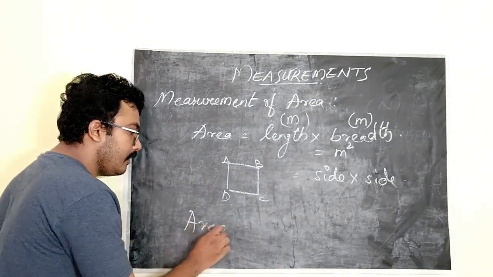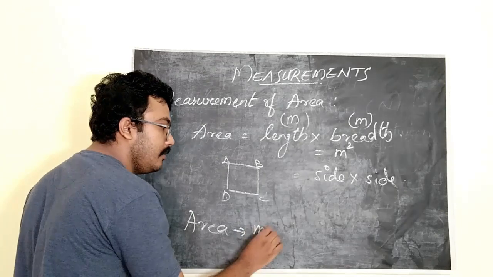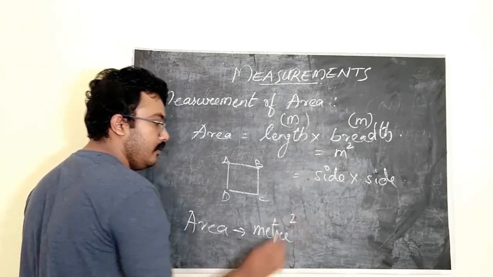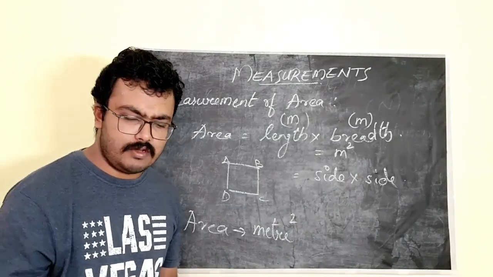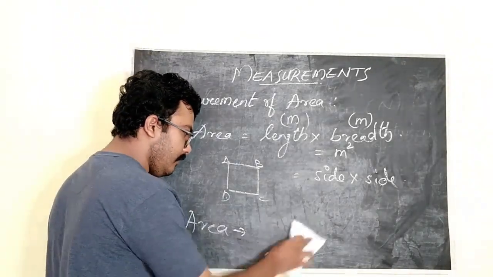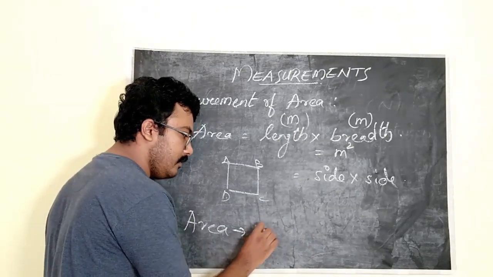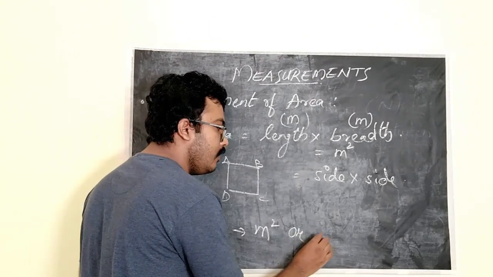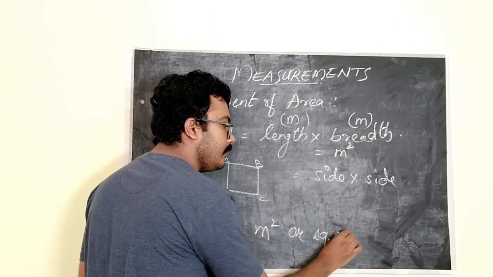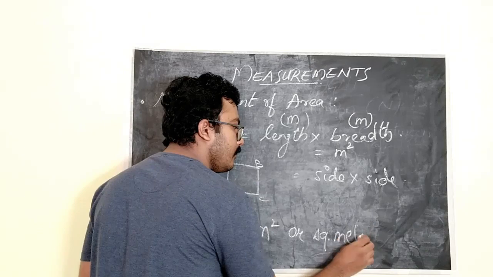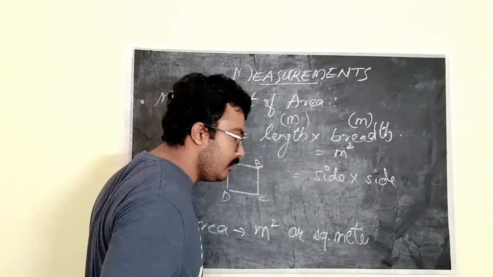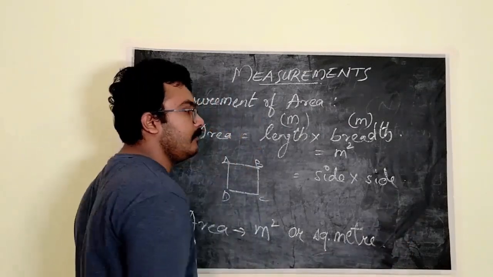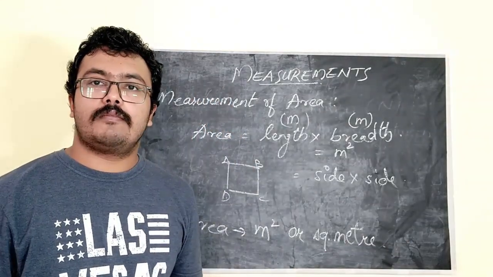Area, SI unit is meter square. You can write it like this. If you can, it's better you follow this method: meter square or square meter. So that's settled.